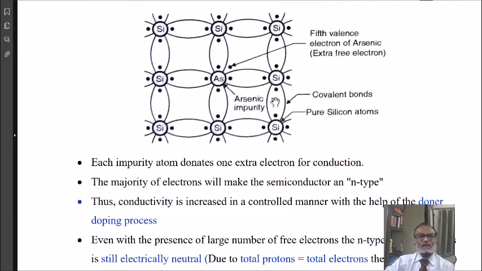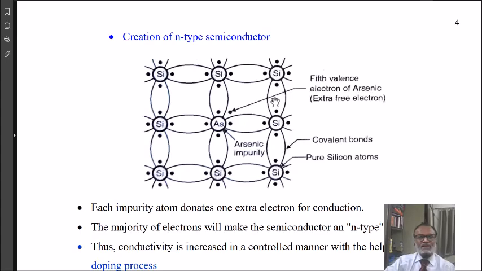Similarly, whenever we use a trivalent impurity, we get a huge amount of holes for conduction and very few electrons in P type of semiconductor. And therefore, in P type of material, the electrons are minority charge carriers and holes are majority charge carriers. You have to remember the concept of majority charge carriers and minority charge carriers in the extrinsic semiconductor.